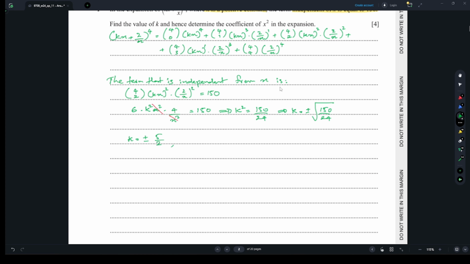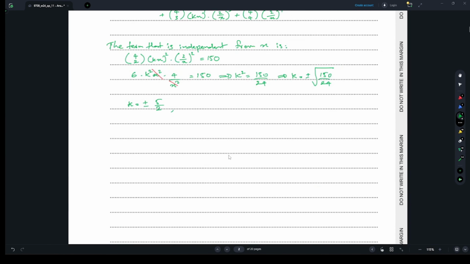Okay, but they said that k is a positive constant. So we can write, since k is greater than 0, the answer for k is positive 5 over 2, or 2.5. Okay, that part is done.